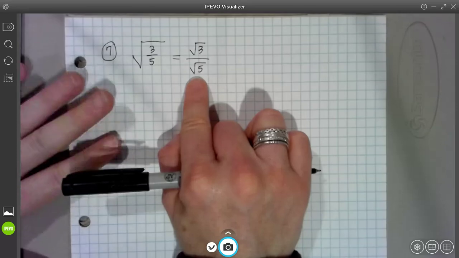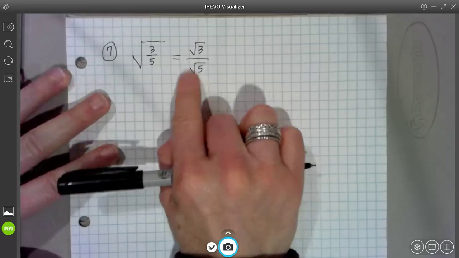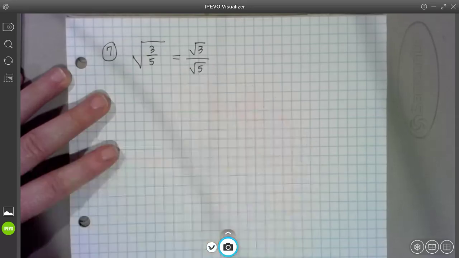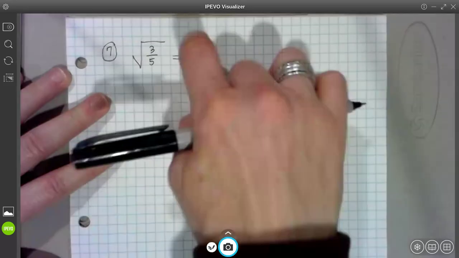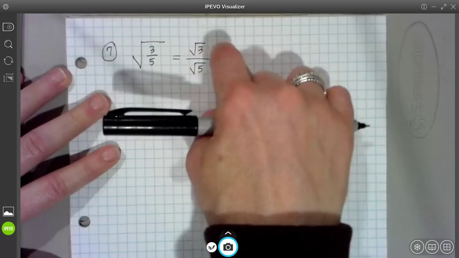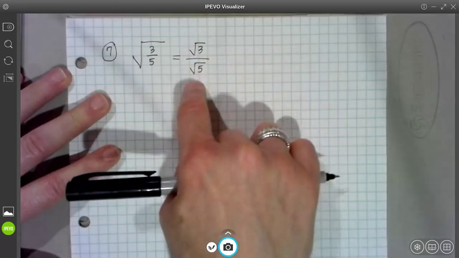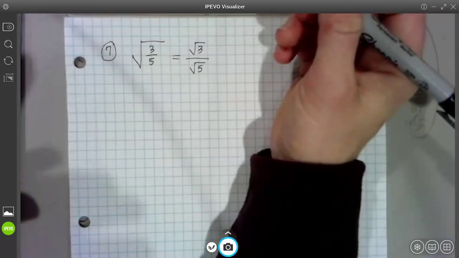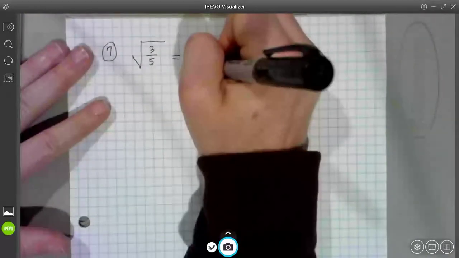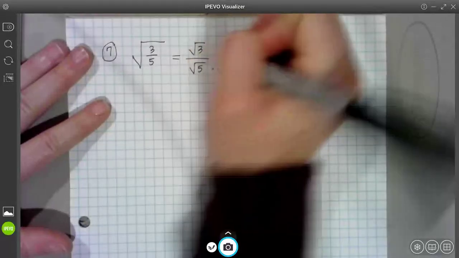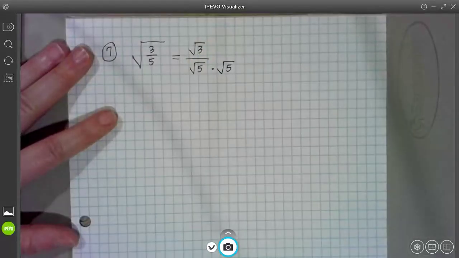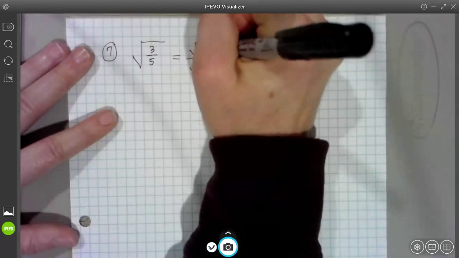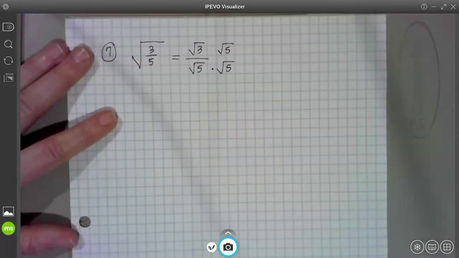All right, so math says it's not okay to divide by the square root of 5. So we have to get the square root of 5 out of our denominator. It's okay to have square roots in the top, the numerator, but it's not okay to have square roots in our final answer in the bottom. So to get rid of the square root of 5 in our bottom, you're going to multiply it by itself, the square root of 5. And then whatever you multiply the bottom of a fraction by, you have to multiply the top by that too. So I have to multiply the top and bottom by the square root of 5.